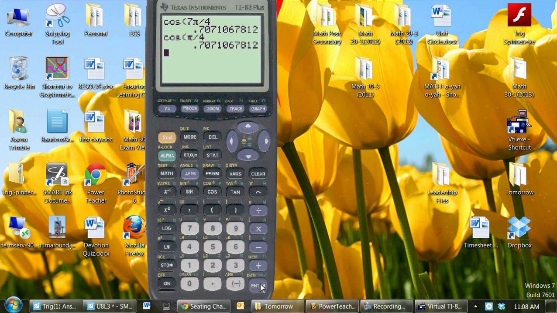Now, can everybody find 7 pi over 4 on their unit circle? Has everybody found it? Now, cos is always the x. Cos 7 pi over 4 is the x. What is the x coordinate? Root 2 over 2. So just put in root 2 divided by 2.